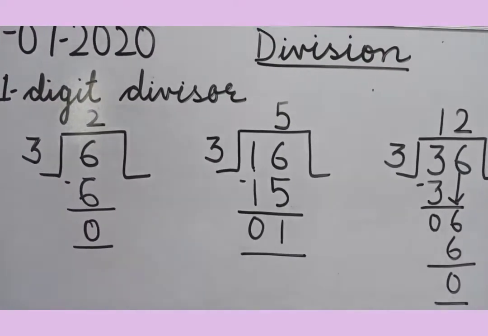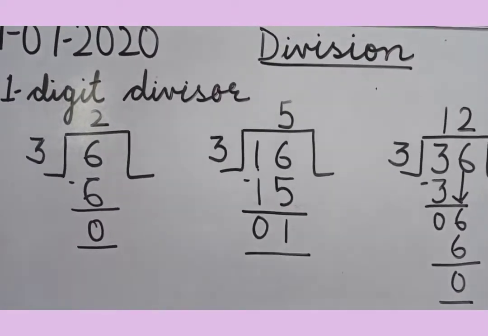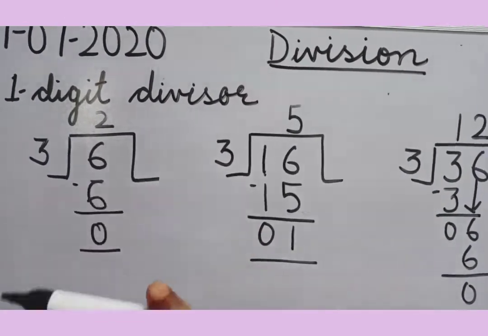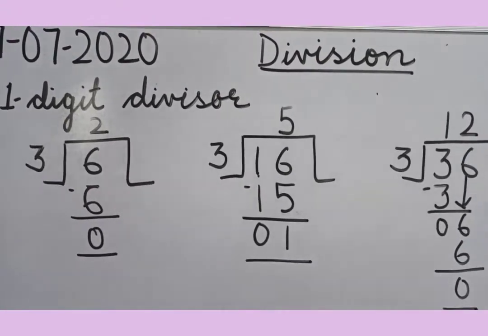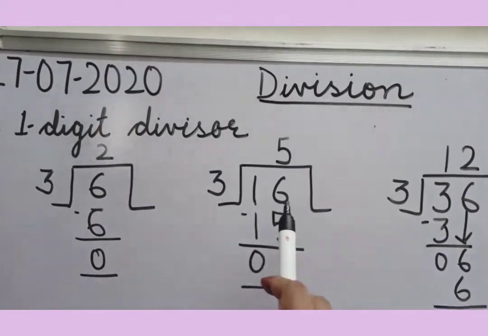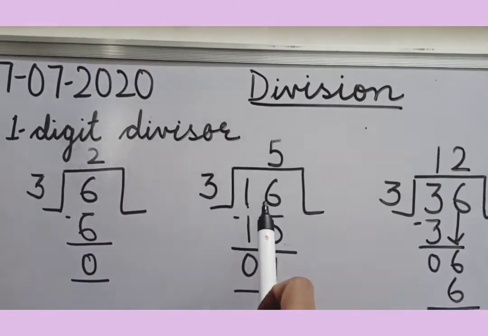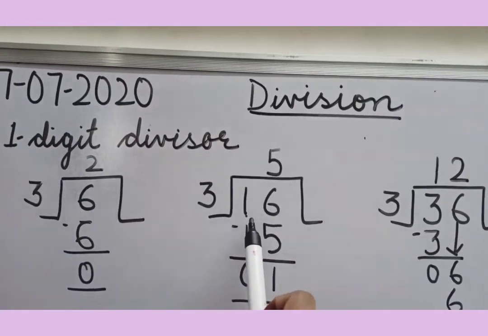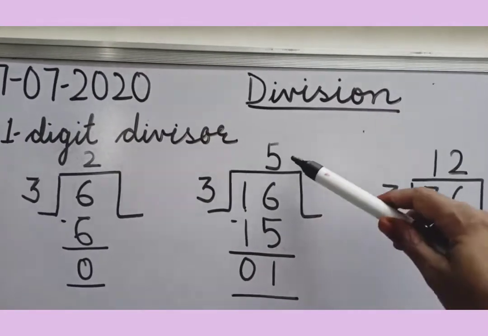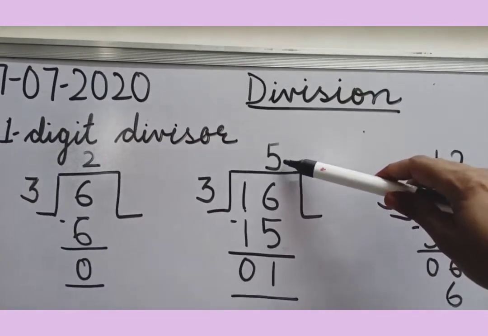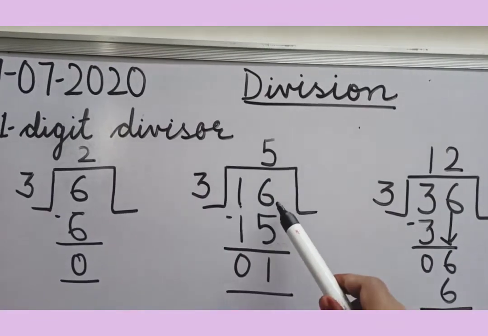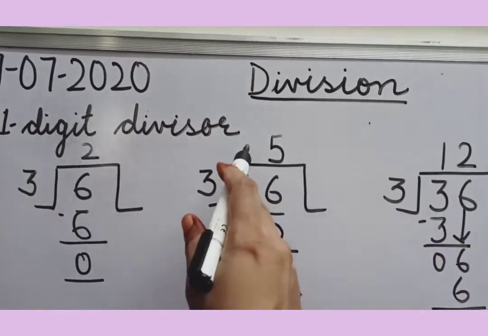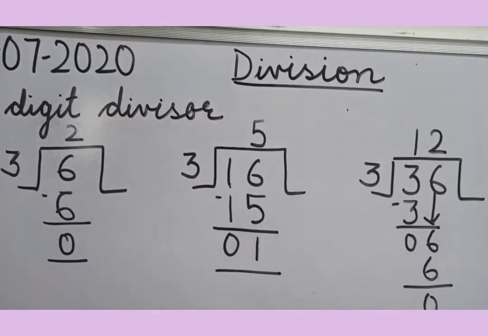Now please try to understand the reason behind it. When you write 2 above this 6, it means you have divided this number. But when you see the second number, it is 1 and 6. Why have I written the 5 on the top of 6? Why not on top of 1? It means when you write the quotient here, you are dividing this complete number together. So those who will write 5 here, that will be a wrong method.